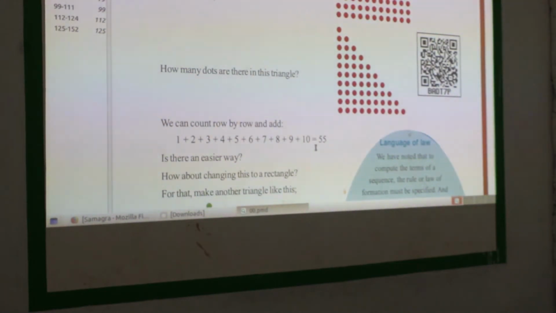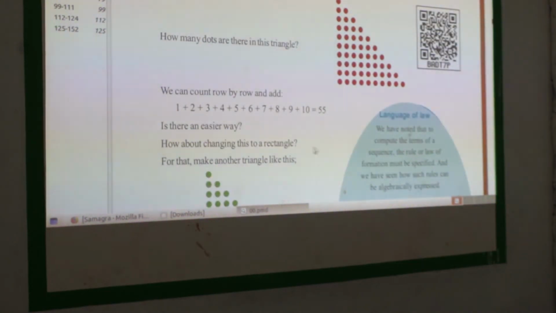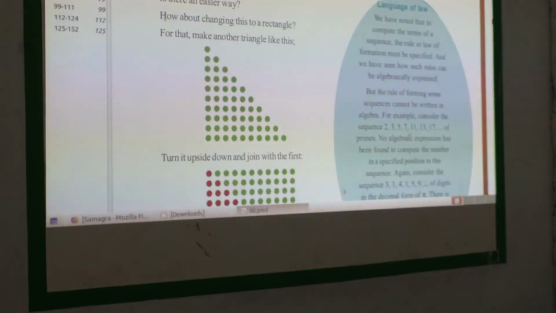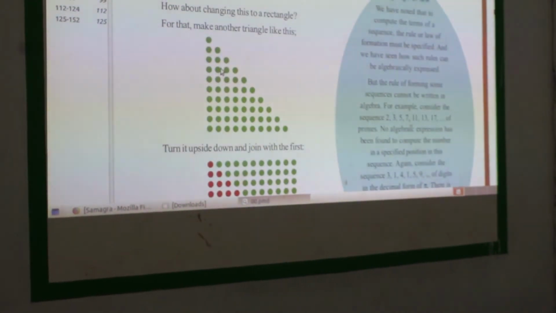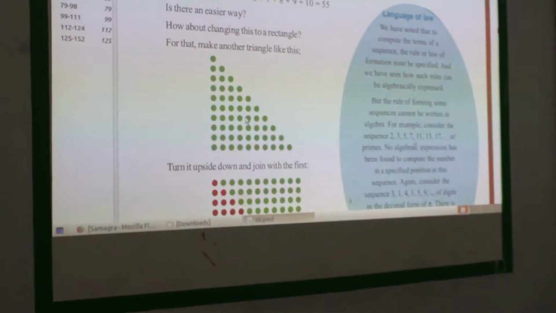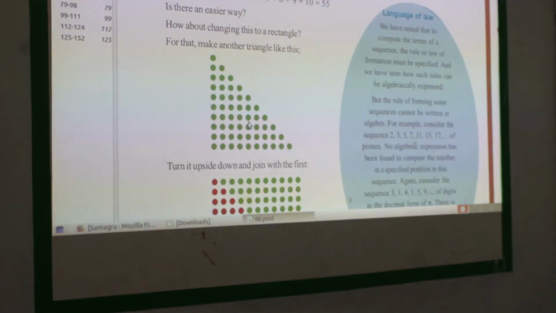Is there an easier way? How about changing this triangle into a rectangle? Make another triangle like this. That is, the number of dots is equal. The number of dots in the red dotted triangle and the green dotted triangle are equal. These triangles also contain 55 dots.